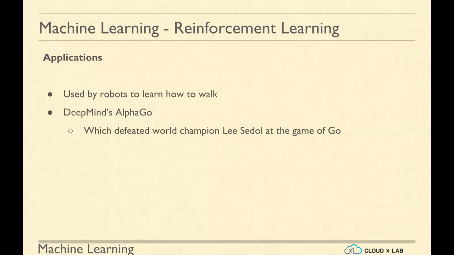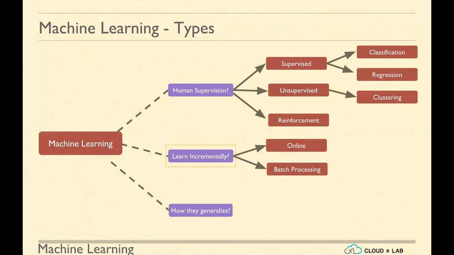And there was a program called AlphaGo, which defeated the world champion at a game of Go. It was by a company called DeepMind, and it was an example of reinforcement learning. All right?